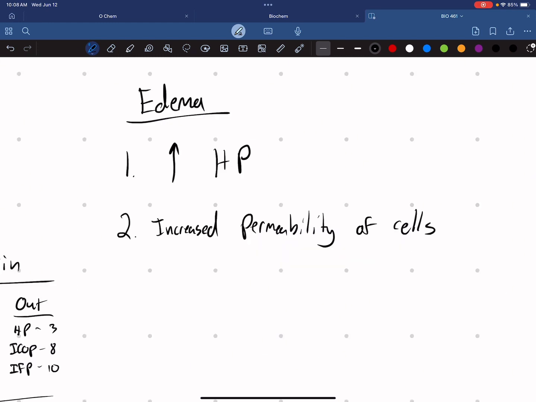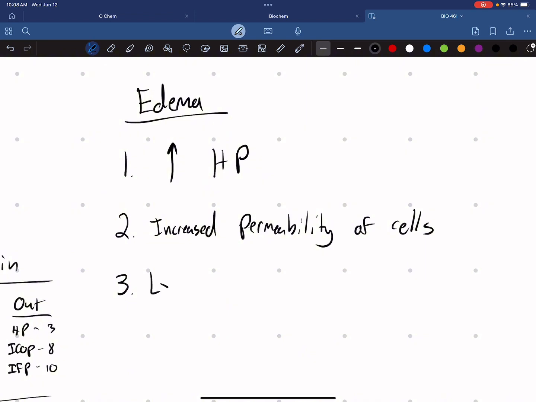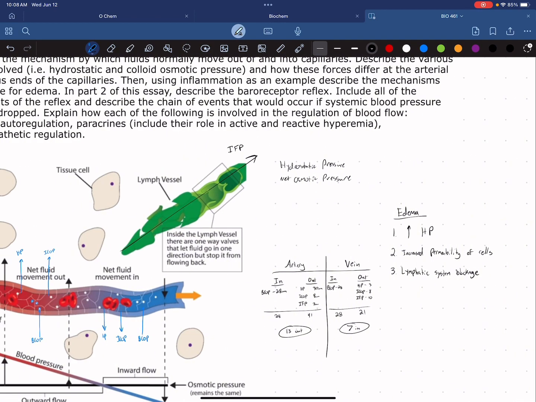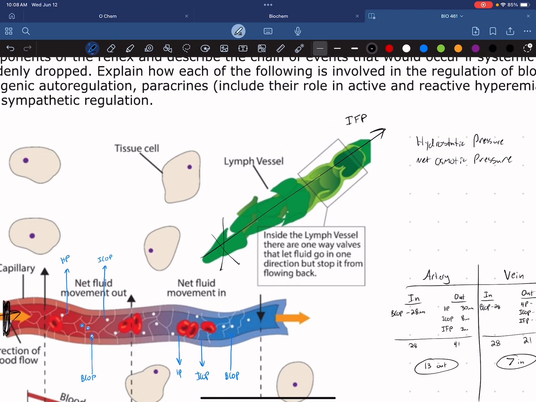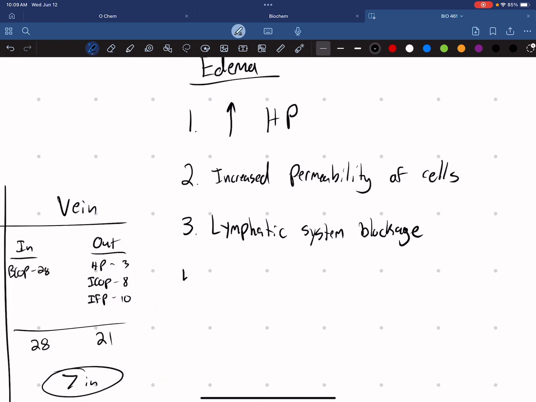The third cause of edema is lymphatic system blockage. So this is describing here these lymph vessels. If there's damage to these lymph vessels and they're not able to take this fluid away from the capillaries and from the interstitial space, then there is going to be a buildup of interstitial fluid here, which will cause edema as well.